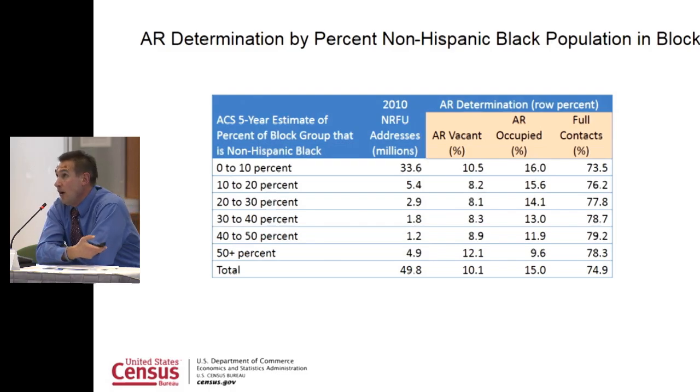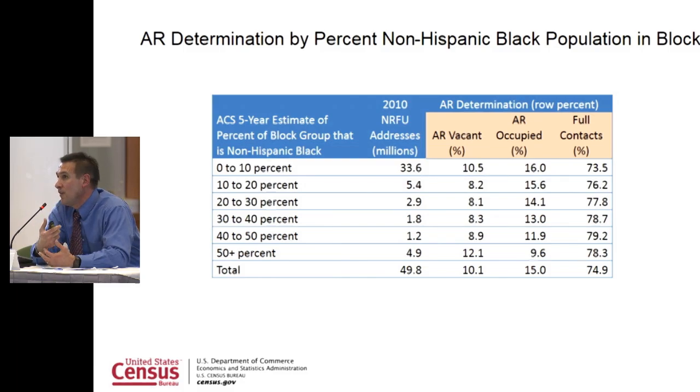Then we also looked at the results a different way, based on the ACS estimate of the non-Hispanic black population. Again, 0 to 10% is at the top, 50% is at the bottom. Here we saw a slightly different result, which we wanted to look at and say, okay, maybe we might want to change our strategy. For 0 to 10%, we identified 10.5% as vacant, 16% as occupied, and 73% were getting the full contacts.